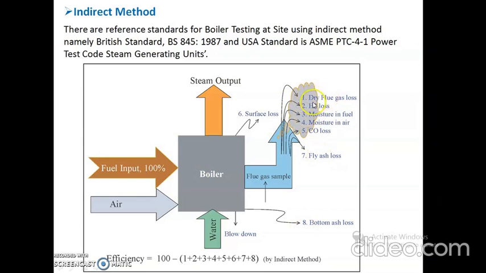First is loss in the dry flue gas, H2 loss, moisture in the fuel, moisture in the air, CO loss, fly ash loss, surface loss, and bottom ash loss. All the losses associated with the boiler operation are estimated or calculated, and then these losses are subtracted from the 100, meaning the input, and then you get the efficiency. So this efficiency is distinct from the direct method in that losses are subtracted from the input.